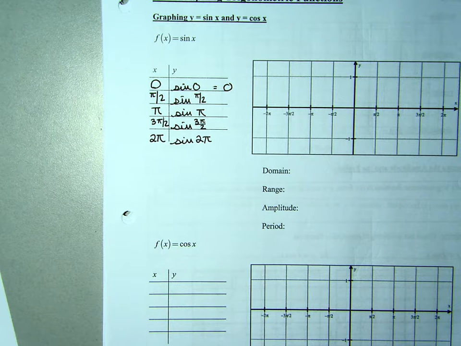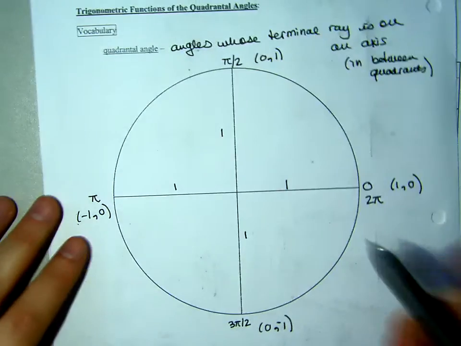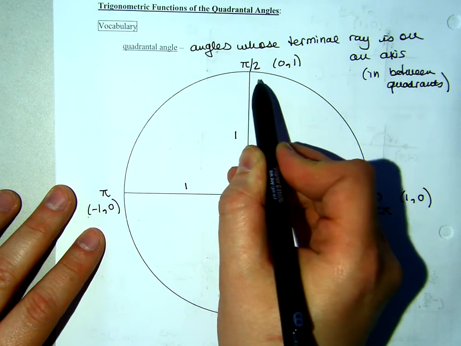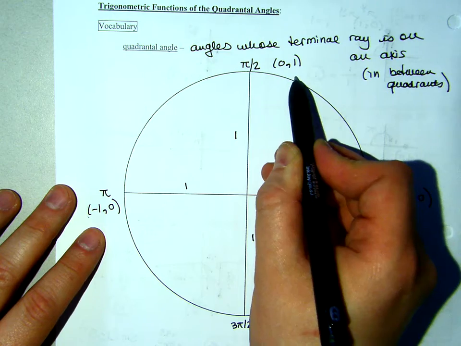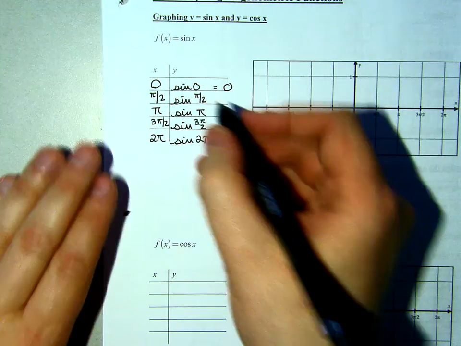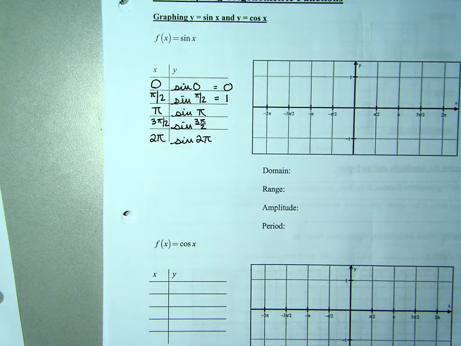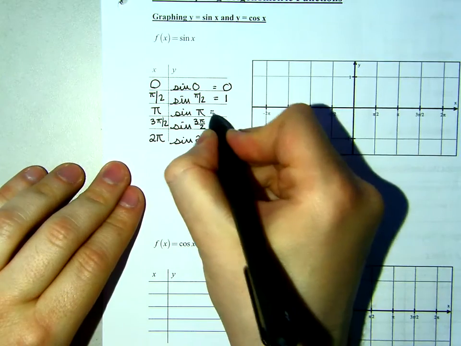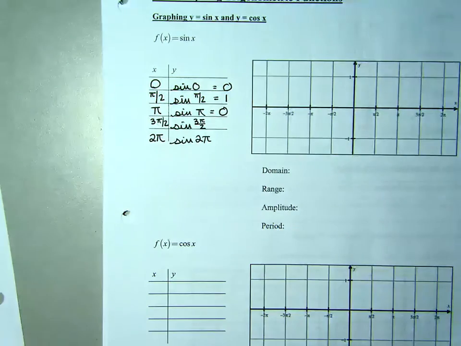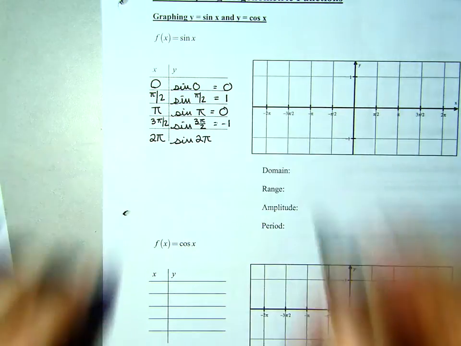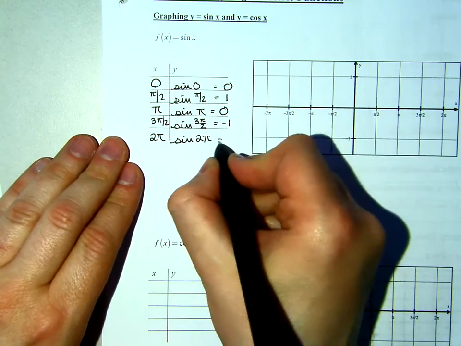What's the sine of pi over 2? Just say it. 1. I'm looking at pi over 2 on my unit circle. When I'm on the unit circle, the sine is the y-coordinate divided by the radius. Y-coordinate is 1. Radius is 1. 1 over 1. The sine of pi over 2 is 1. Sine of pi? 0. Sine of 3 pi over 2? Negative 1. Sine of 2 pi? 0. I'm going to plot those.